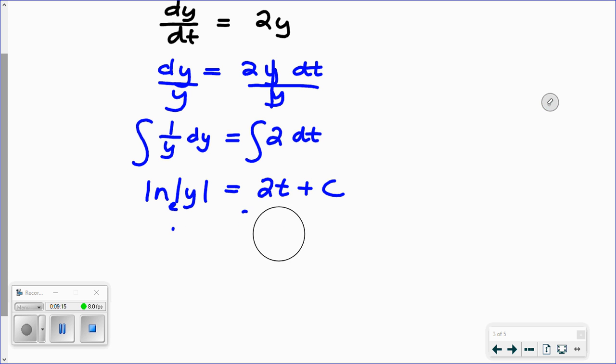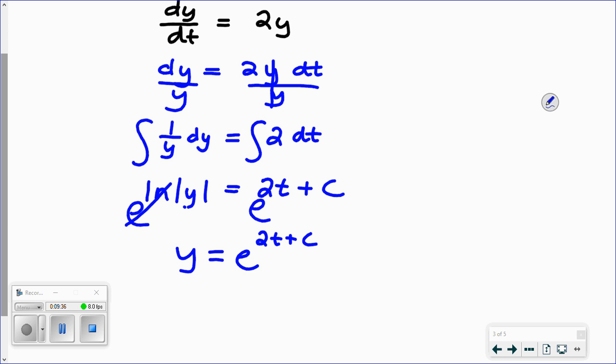Or you can look at it as exponentiating each side, which means we're going to make each side an exponent by adding e as a base. And then if you have e to the natural log of y, those are going to undo each other, just equaling y. However you want to look at it, you'll get the same result. y equals e to the 2t plus c.